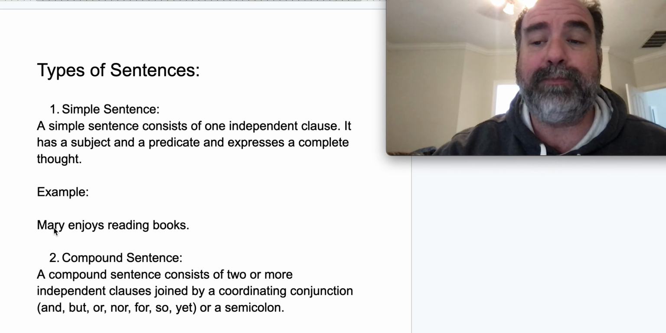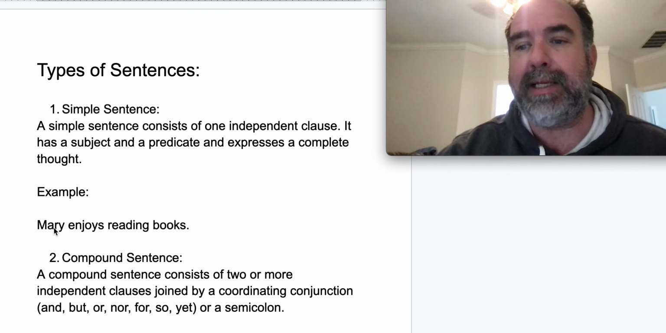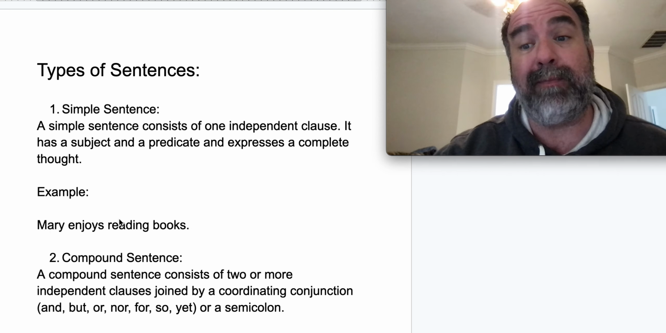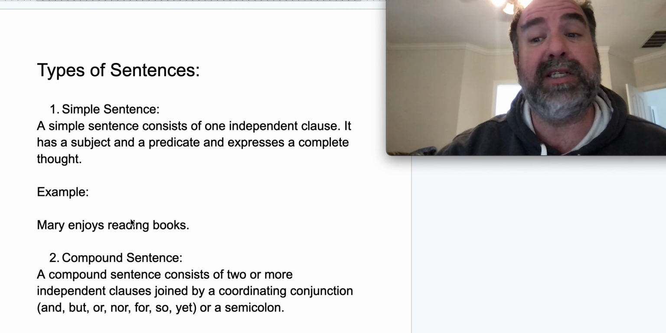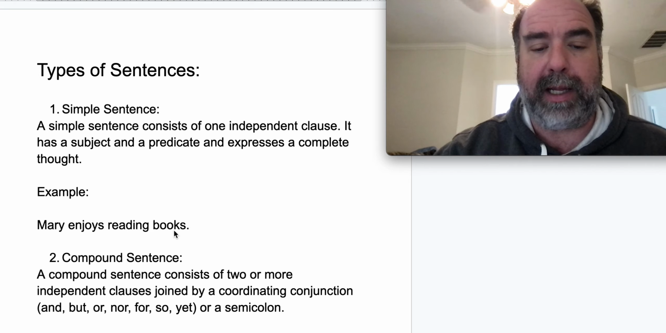So Mary is the subject. That's the person or thing doing the action in the sentence. So what does she enjoy doing? She enjoys reading. So that's the verb. And what does she enjoy reading? She enjoys reading books. So this is called the predicate.